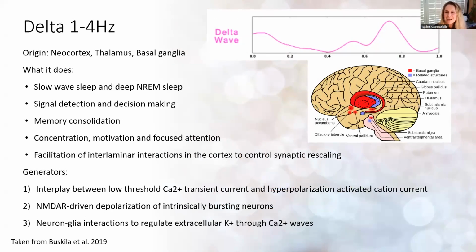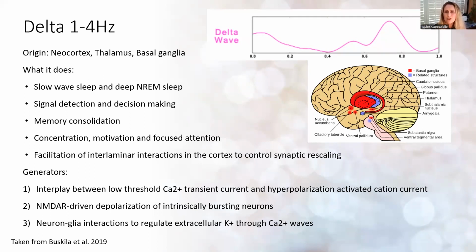First, we're going to dive into delta. So the origin is the neocortex, thalamus, and basal ganglia, and it's responsible for slow wave sleep, deep non-REM sleep, signal detection and decision-making, memory consolidation, concentration, motivation, focused attention, and facilitation of intralaminar interactions in the cortex to control synaptic rescaling.